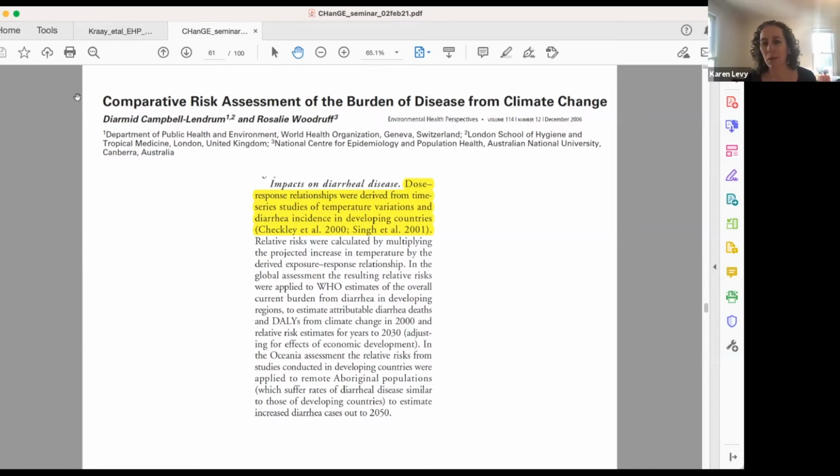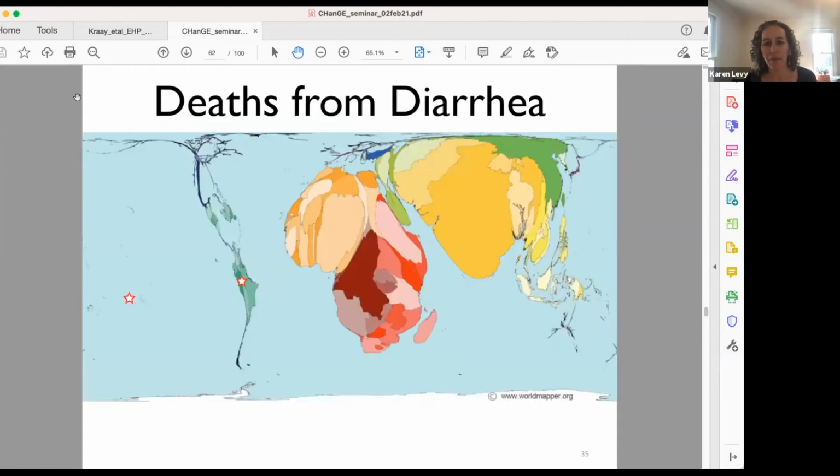And that was it. They weren't review studies. Those were the two studies. So you're taking two studies, one from Peru, one from the Pacific Islands, and that's your dose response relationship for the whole globe. You have these two studies that are supposed to represent the whole globe.